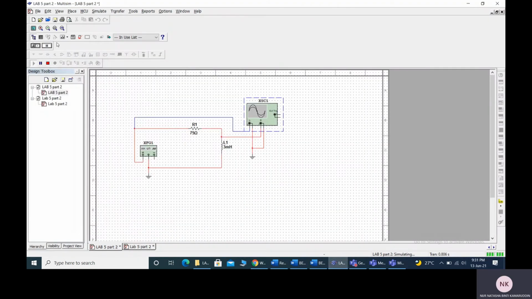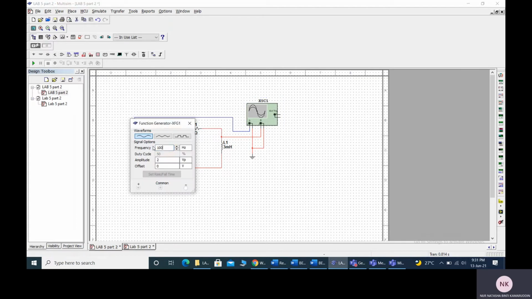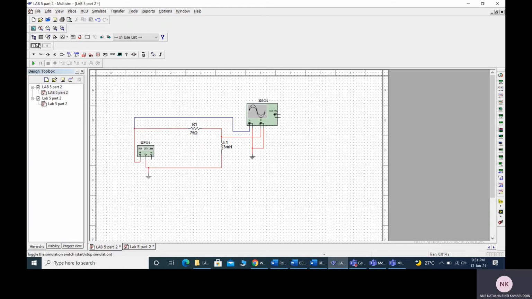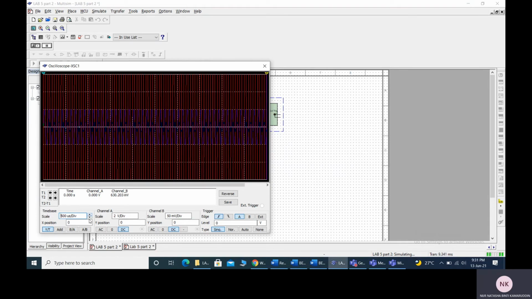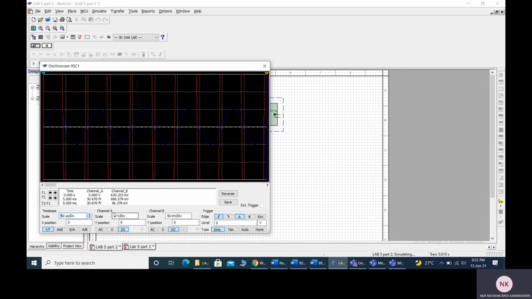Then I will take the highest frequency, which is 10 kilohertz. I will change the function generator to 10 kilohertz. Then I will run the circuit, and then I will change the time base scale, channel A scale and channel B scale. Time base scale to 50 micro, channel A 2 volt and channel B 1 volt.